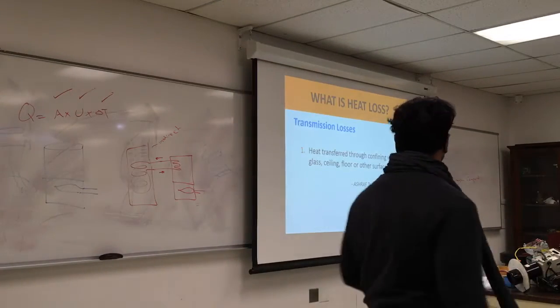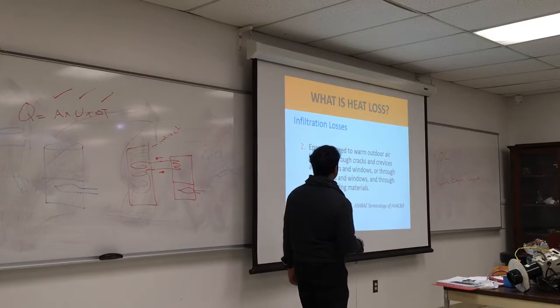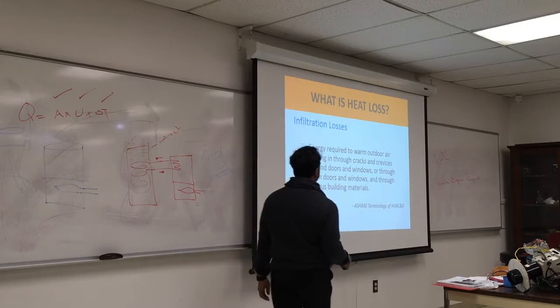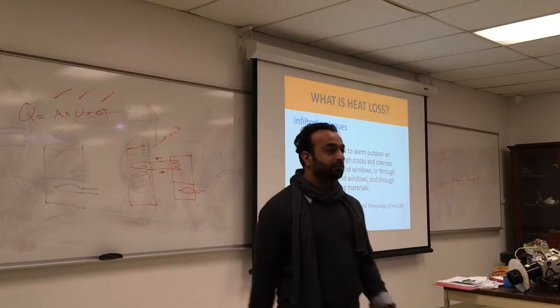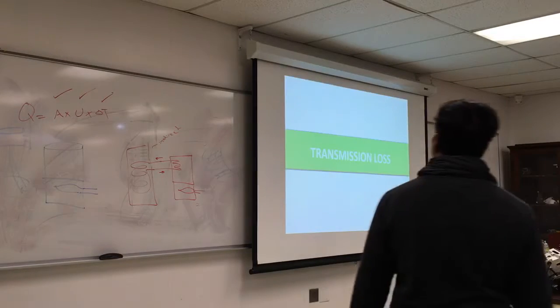Infiltration losses: energy required to warm outdoor air leaking in through the cracks and crevices around the doors and windows, or through open doors and windows, and through porous building material. Make sense? It's really not that complicated.